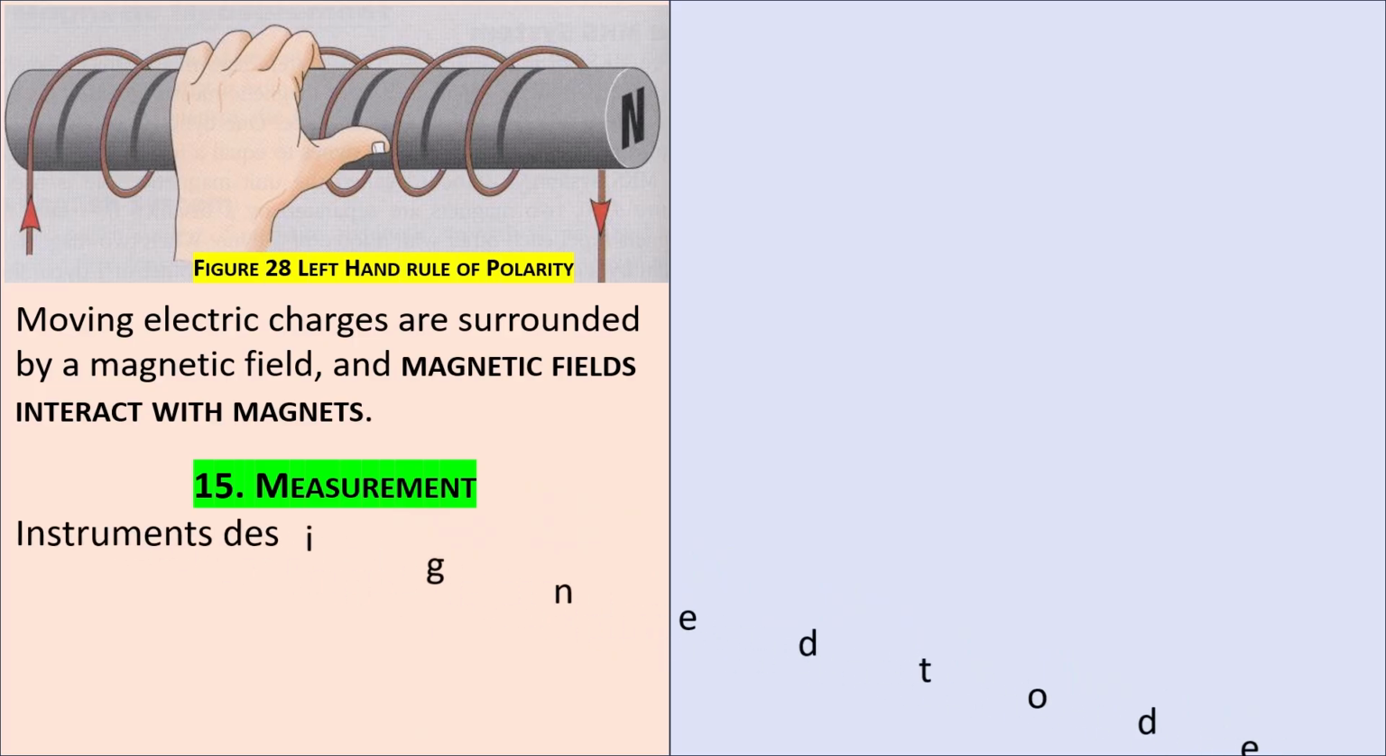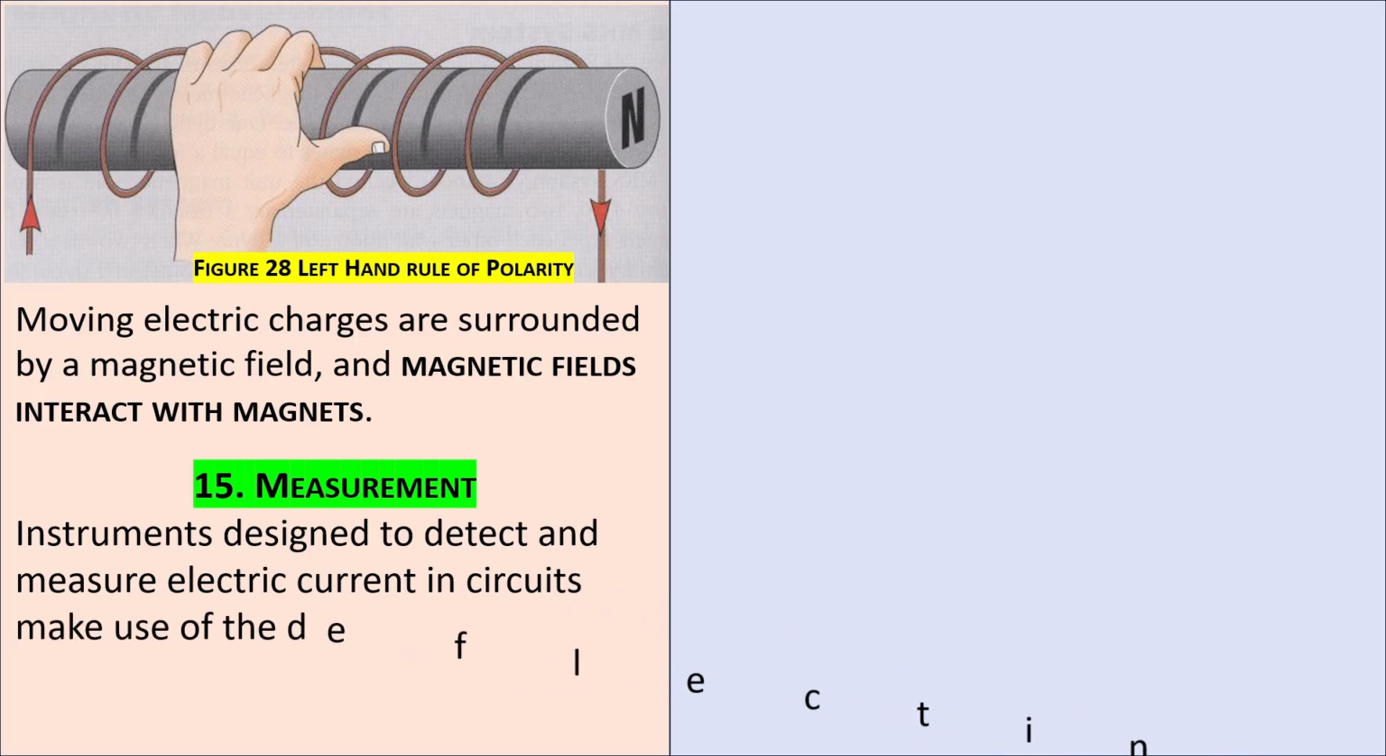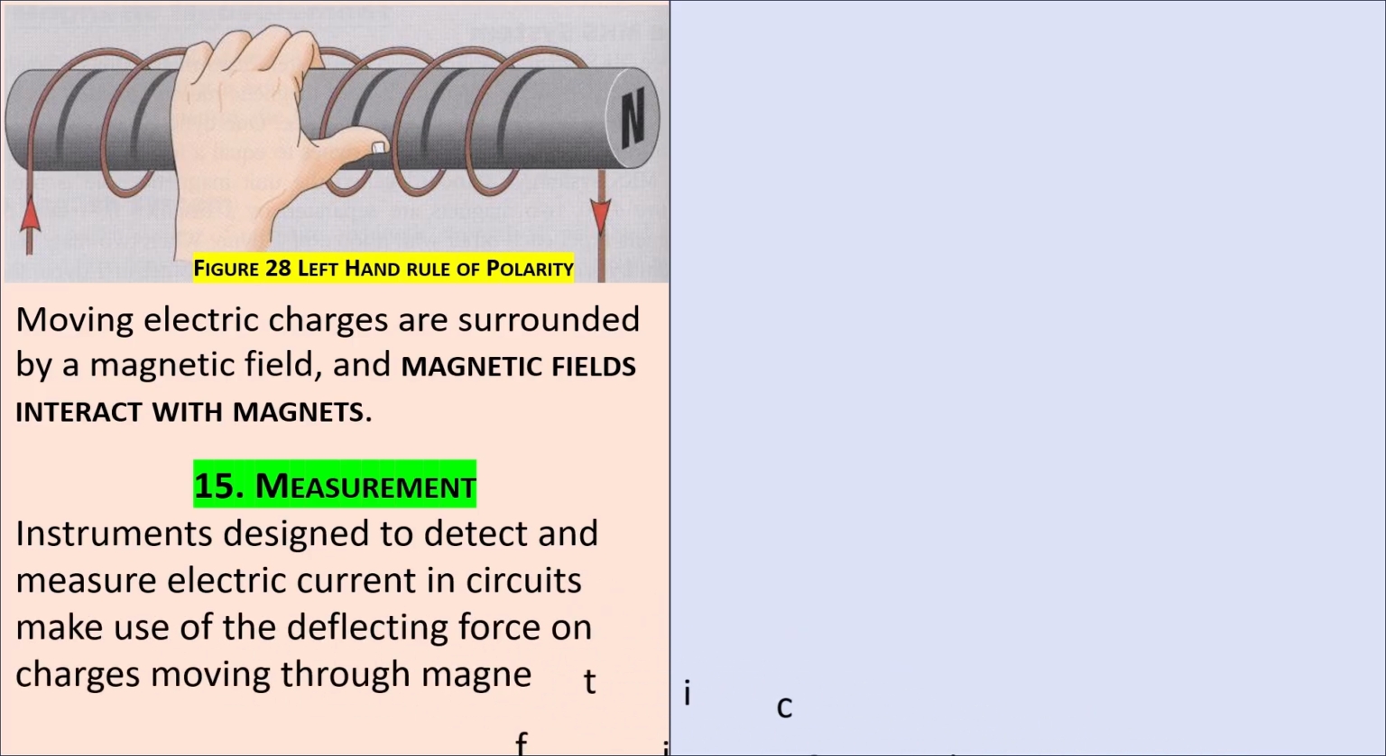Point 15, measurement. Instruments designed to detect and measure electric current in circuits make use of the deflecting force on charges moving through the magnetic fields.